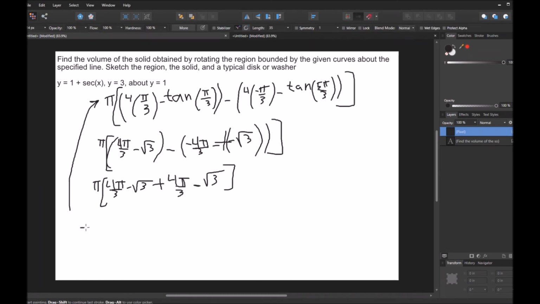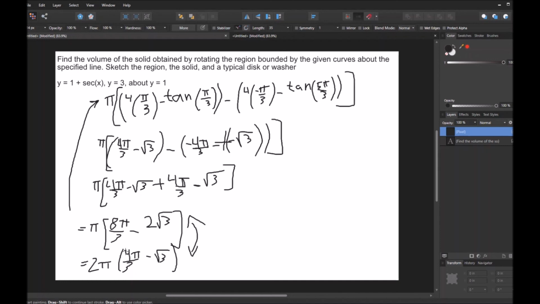So when we go to solve this, we're going to have pi and then times 4 pi over 3 plus 4 pi over 3 is 8 pi over 3. 8 pi over 3 minus 2 root 3. And we can actually factor out a 2 from this whole thing. So that will give us 2 pi times 4 pi over 3 minus root 3. And these two are equivalent, because if we just multiplied the 2 to both of these terms, we'd get pi times 8 pi over 3 minus 2 root 3. So that would be my answer for that one.